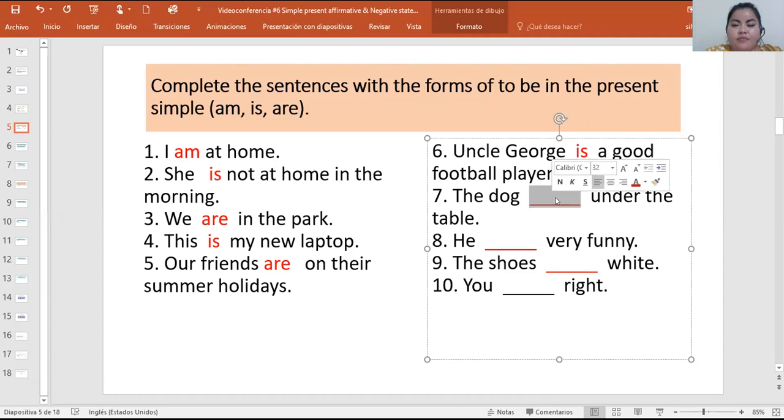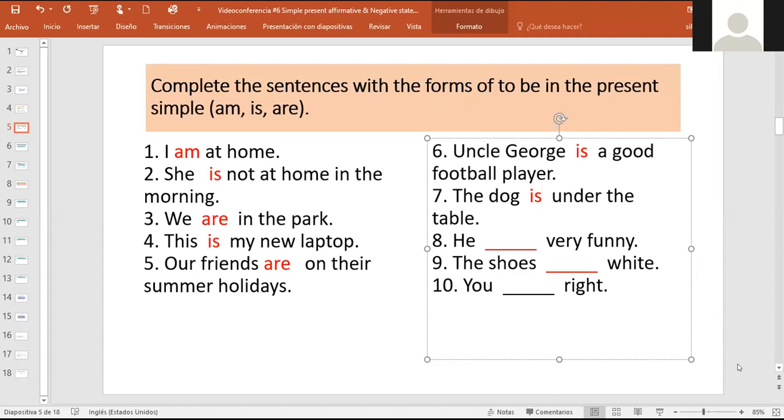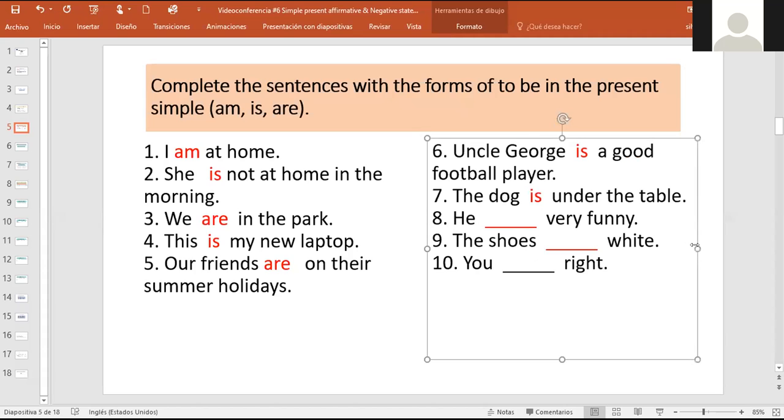Francisco Javier? Sí, sería is. Okay, read the complete sentence. The dog is under the table. Under the table. Very good. It's under the table.